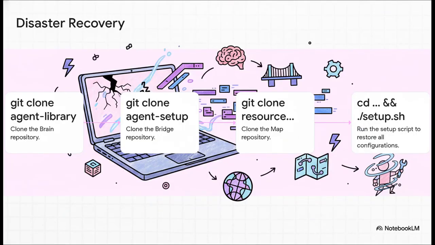And this just brilliantly shows how resilient the system is. Picture this, your laptop dies. Total catastrophe, right? How long do you think it would take to get your agent back online? Under 5 minutes. You just clone the 3 repos, run one setup script, and that is it. The agent's full identity, all its knowledge, all its skills, completely restored. This isn't just convenient. It's a solid disaster recovery model built on GitOps principles.